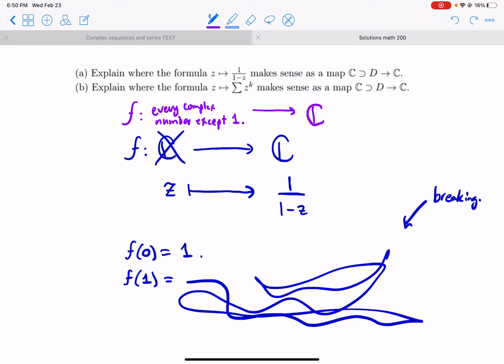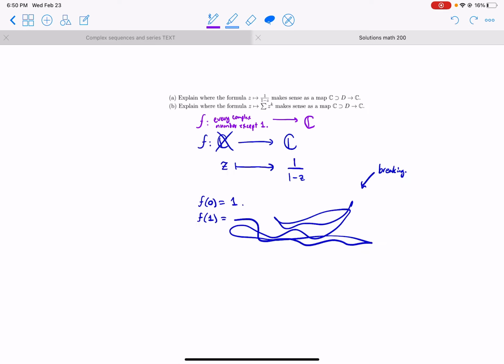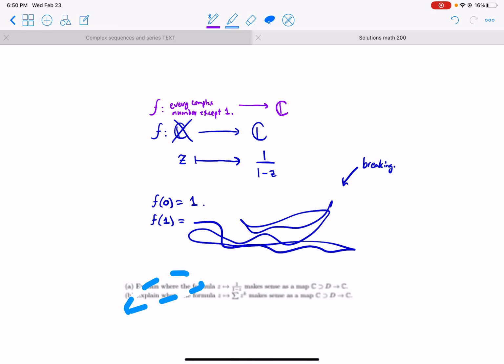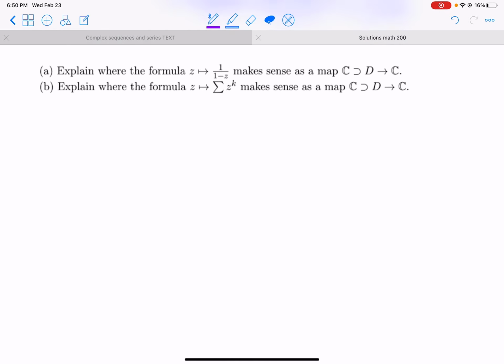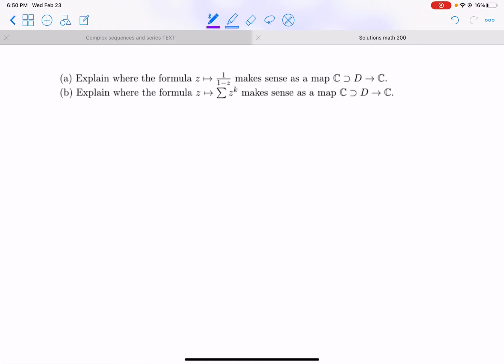Okay, let's look at the other formula. So we have this formula. Now, we're trying to make a map from C to C. We could give it a name. And it takes the complex number z to what?